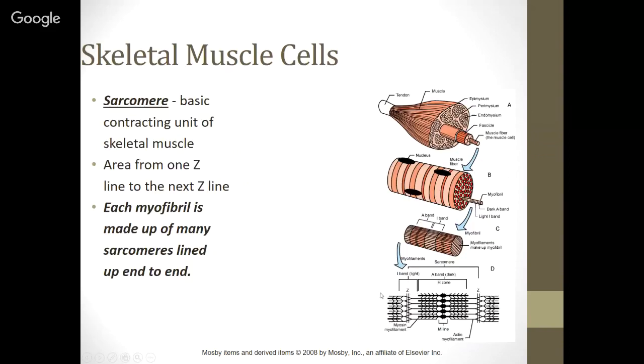When you have those discs, Z line to Z line, and in between those Z lines that's contracting, you'll get a shortening of that A band. And that is what gives you, if you do it all together, the overall contraction of the muscle.